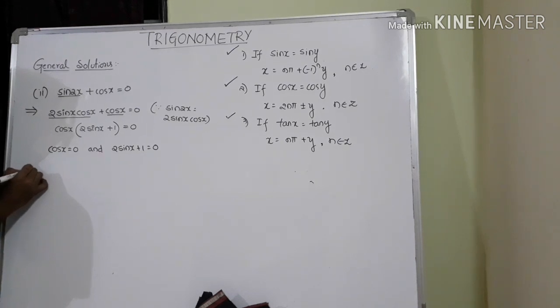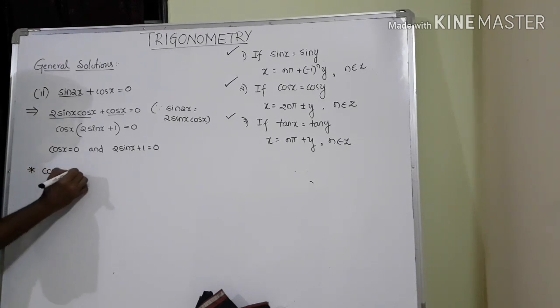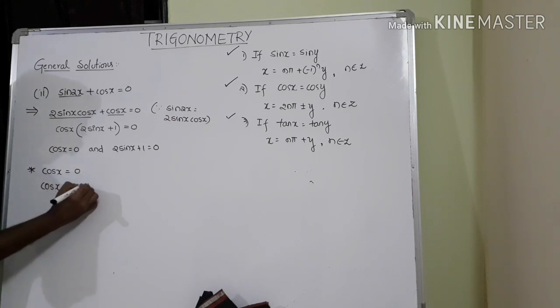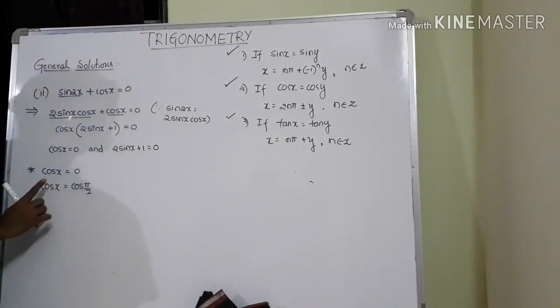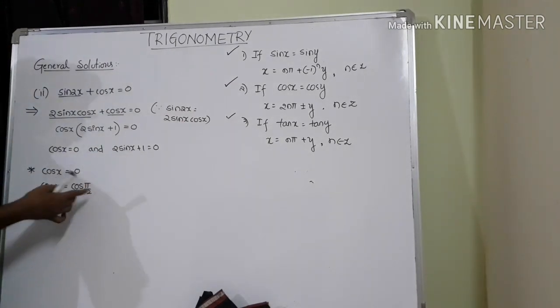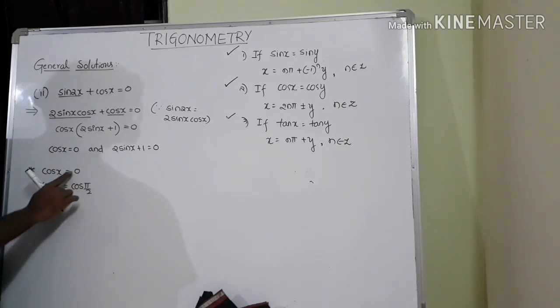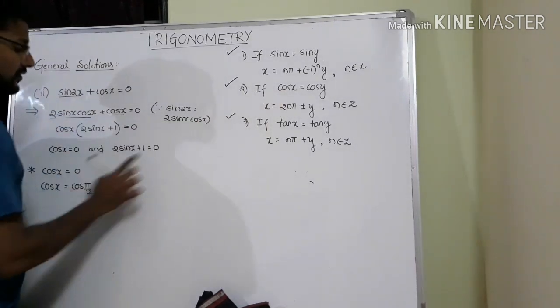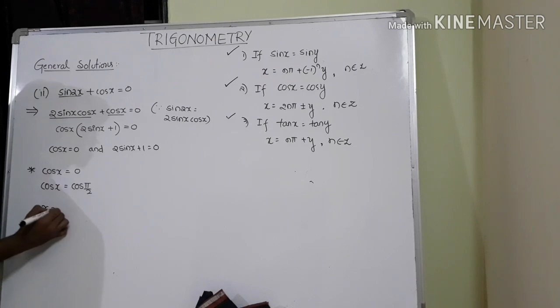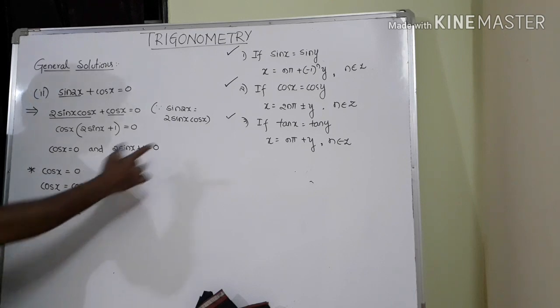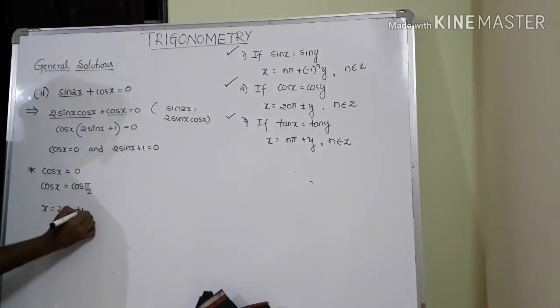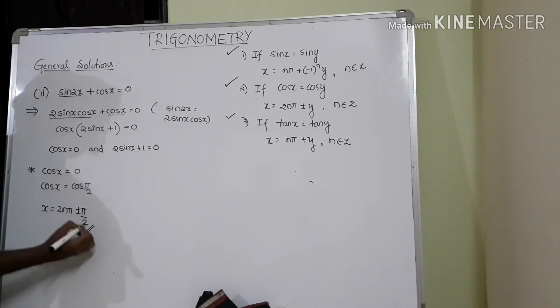We'll take the first one, that is cos x is equal to 0. I can write 0 as cos of pi by 2 because I know cos 90 will be equal to 0. Why am I writing this? Because as I can see in the formulas, if I have cos on one side, the other side should be again cos. So that's why instead of 0 I wrote cos pi by 2. Now I can easily compare these two and I can write x is equal to 2n pi plus or minus pi by 2. So this is the first solution.